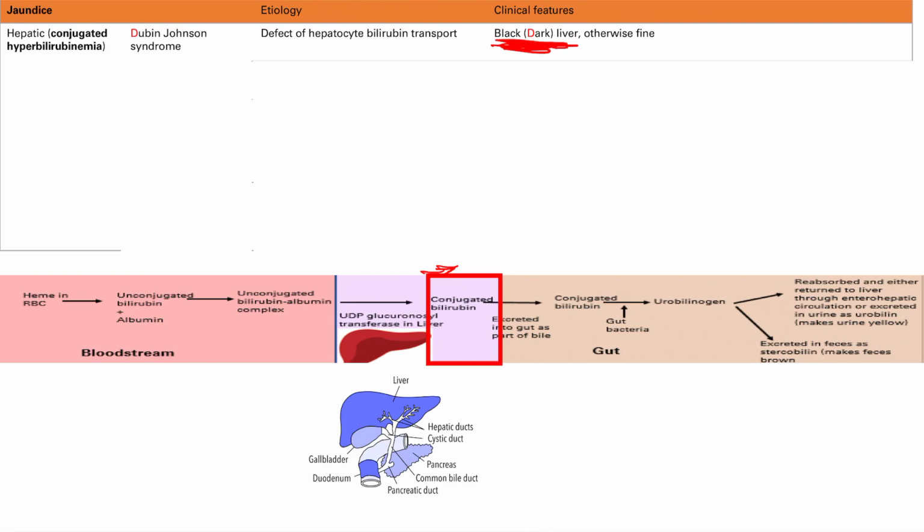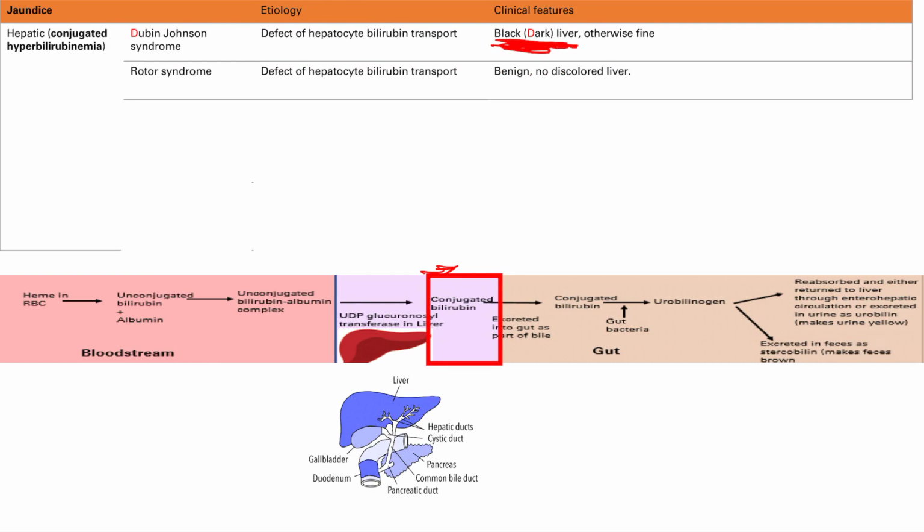You think Dubin-Johnson syndrome. Otherwise, completely asymptomatic. The twin sibling of Dubin-Johnson syndrome that is not dark is Rotor syndrome. I say it's not dark. Again, same problem: defect of hepatocyte bilirubin transport. The thing is that the liver is a normal color. It's totally asymptomatic. There's nothing wrong with this patient at all. Okay, they have no discolored liver, totally no symptoms, nothing.